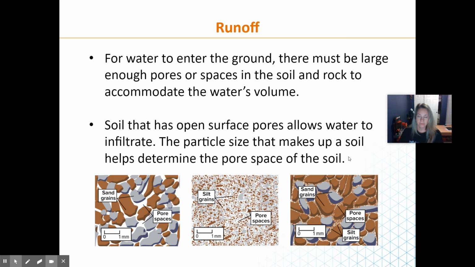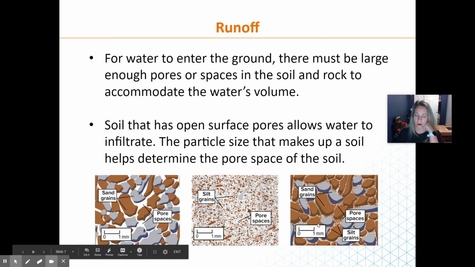All right, so I said that the ground could be saturated. That depends on the amount of pore space. So we've got pores in the sand grains. We've got quite a few pore spaces. This is silt. And silt, remember, is a little bit smaller than sand. And then this is silt and sand mixed together. So what happens here is the pore spaces are very small, and so you don't get water moving through very well.